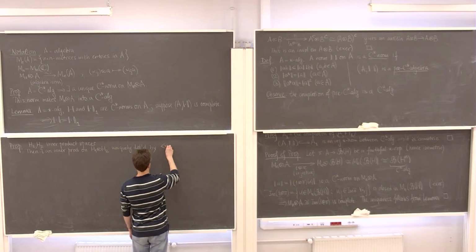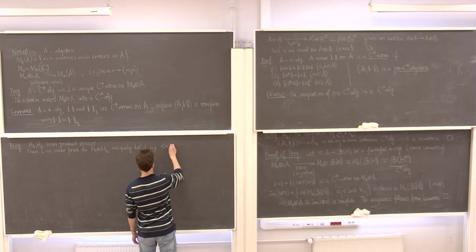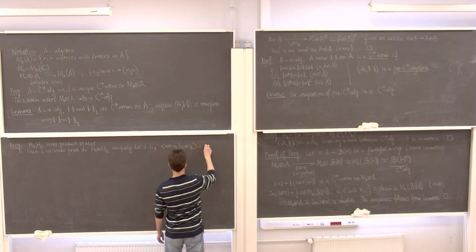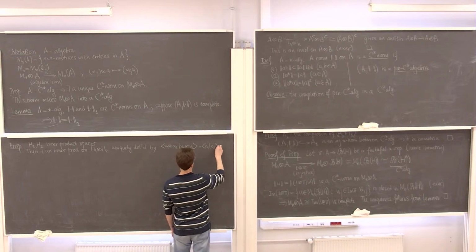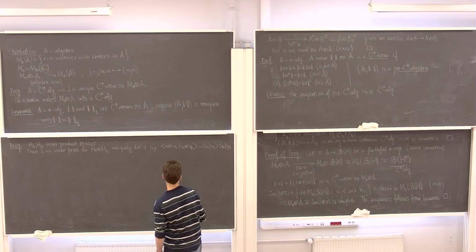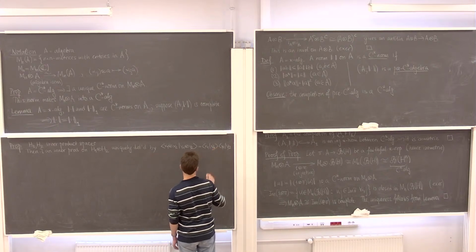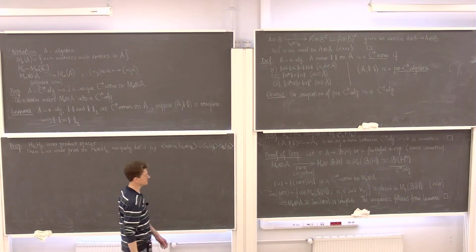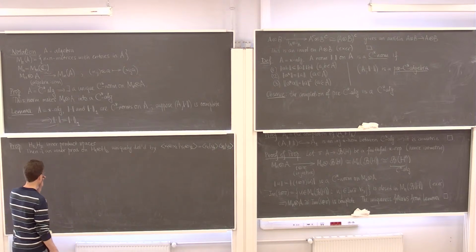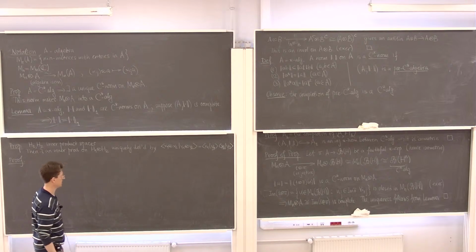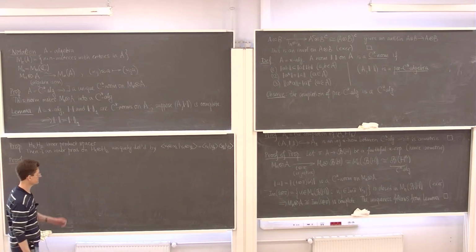The inner product of two elementary tensors, x1 tensor x2 and y1 tensor y2, is just the product of the inner products of x1 with y1 and x2 with y2. Again, the most convenient way of proving this is to apply conjugate spaces.